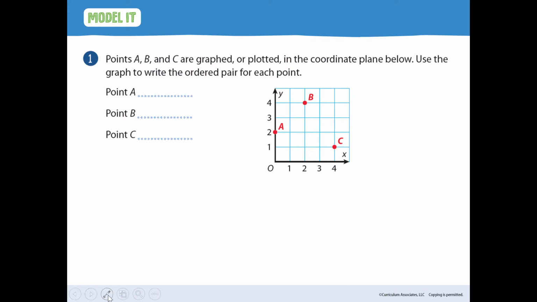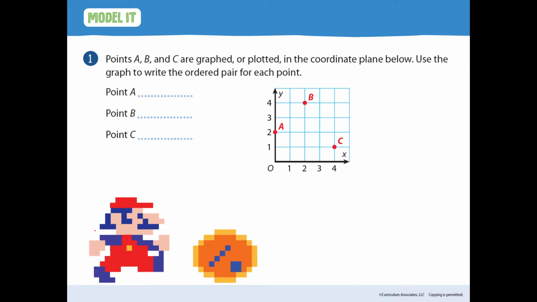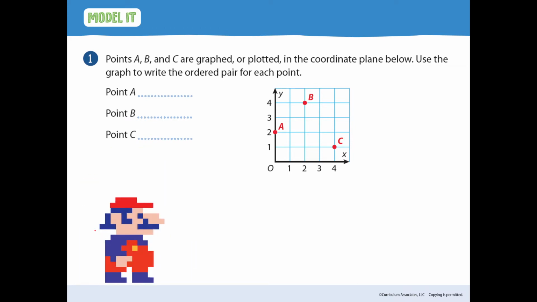Number 1. Points A, B, and C are graphed or plotted in the coordinate plane below. Use the graph to write the ordered pair for each point. With coordinate planes, it's really important that you always remember that you do the x first and then the y. In other words, you go over and then up. And I remember that by thinking about Mario, who runs and then jumps. So he goes over and then up. Mario goes over, then up.